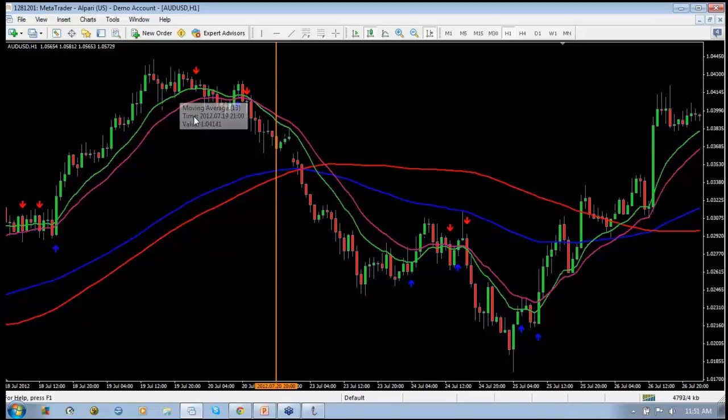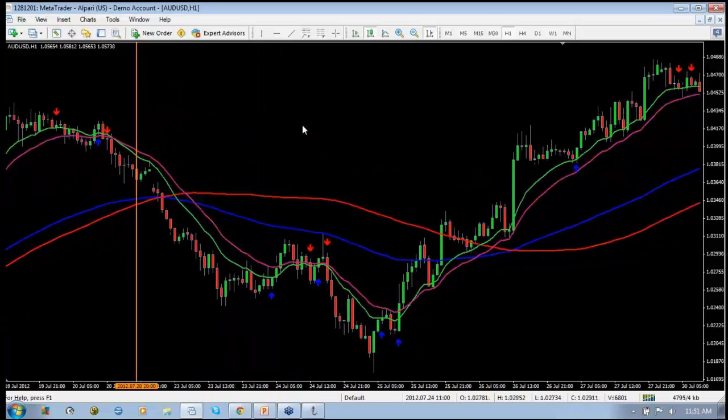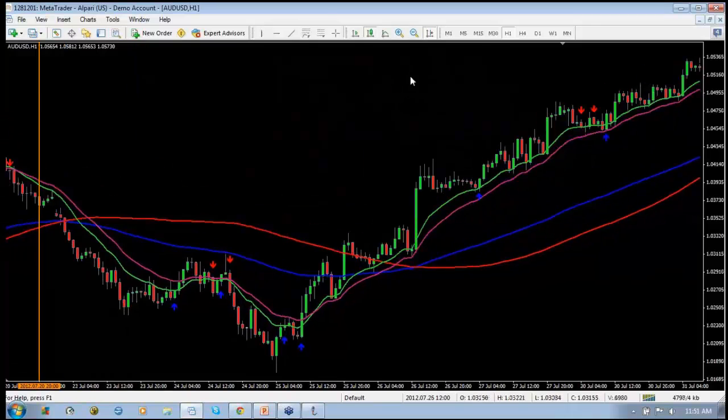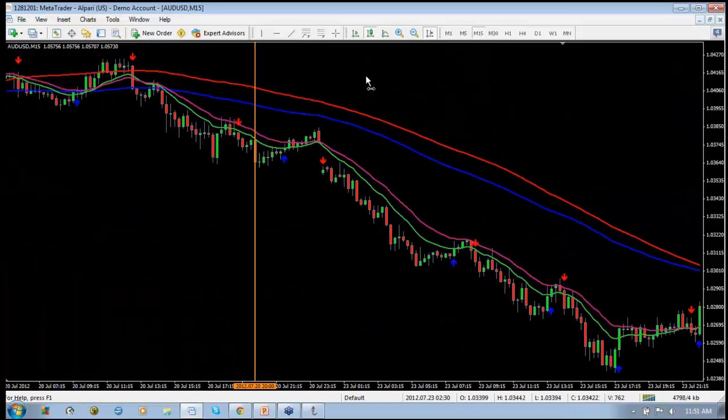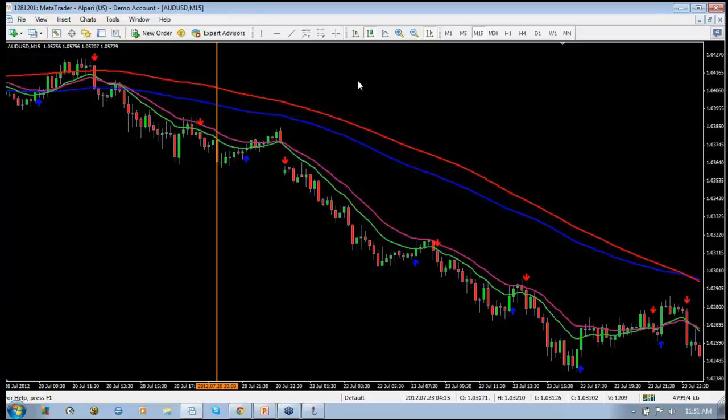Okay, we're looking for the right entry. Okay, and we would not have gotten the right entry for a buy trade until somewhere over in here. This would have been a decent one to look at. That would have been a stinker too. Okay, but this one would have worked out. This one would have been our entry.